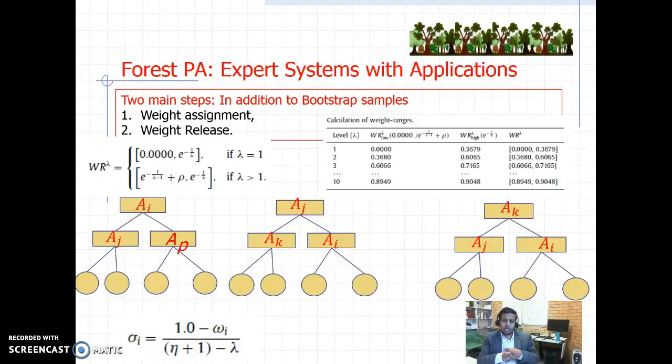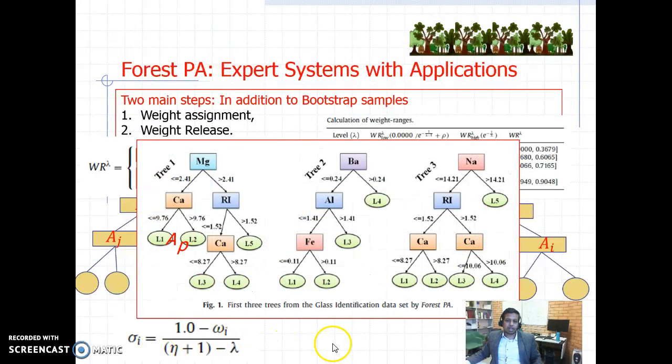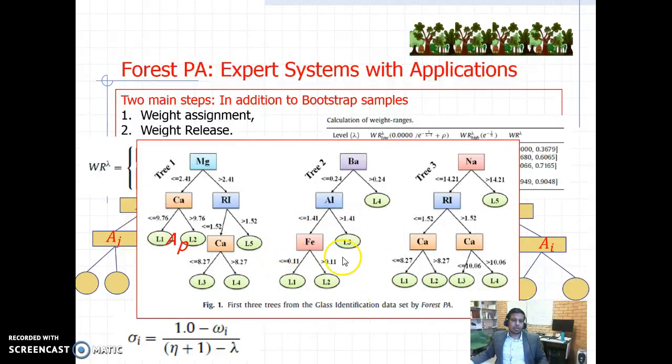But the bottom line of the paper and the approach is that we want to make the weight distributions for each and every tree different from the others. The weight distribution of the attributes is aimed to be different from the other trees. That way, we encourage different sorts of trees. And actually we do that. For example, here is an example of the first 3 trees built from a data set called class identification, and we can see that the trees are very different from each other.